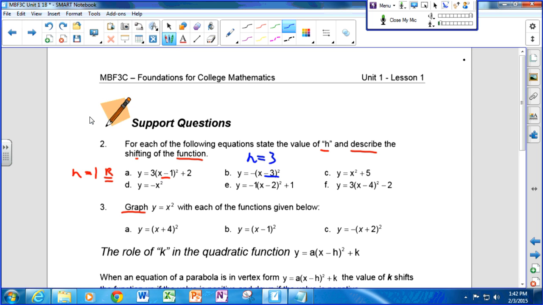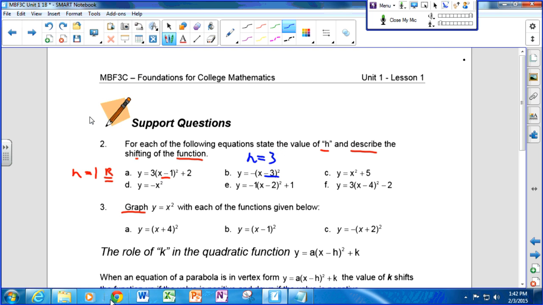Okay, so this is a tricky part where the h value is the number, and if the expression in the brackets has a negative sign in it, it means h is positive. If the expression has a plus sign, which I don't actually see any in here, it means that h is negative. So let's go back to our calculator with b and take a look at that, because that should shift the graph 3 units to the right.